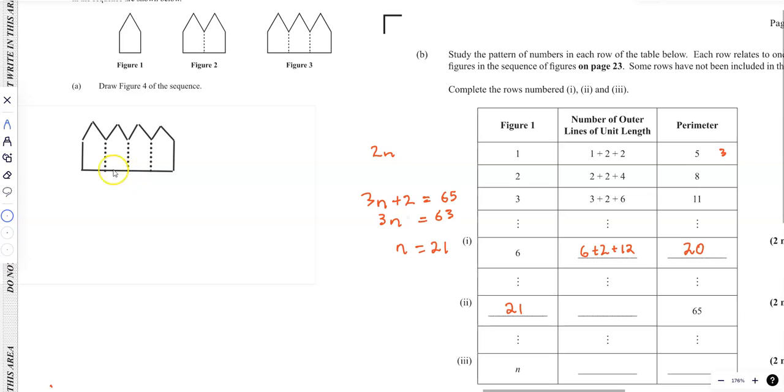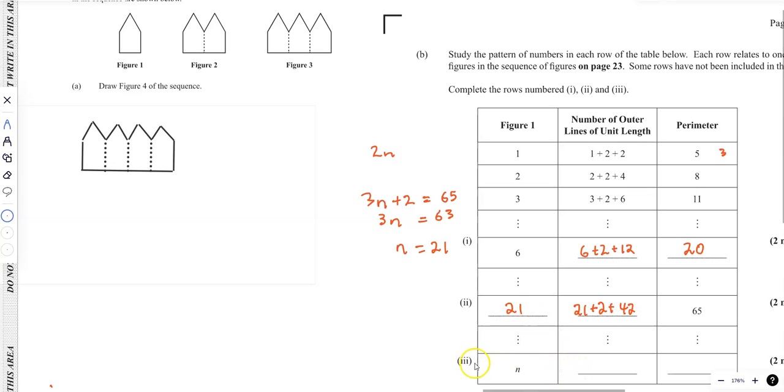And remember the base of the shape is just n. So if n is 21, you just write 21 there. And at the sides, we just always have 2, which is a constant. And then because it's a 2 times table, you just write 2 times 21, which is 42. If you add this up, you should get 65.